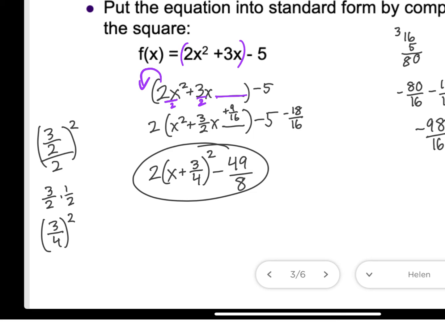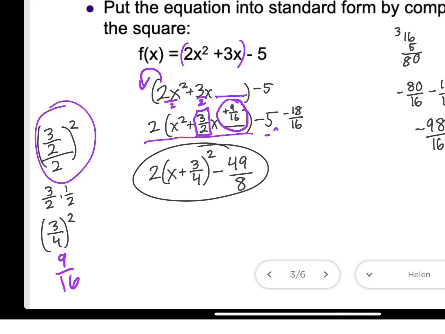Most of you did that pretty well. And I get to here with the space. Then I have to take the 3 halves, divide it by 2 and square it. 3 halves divided by 2 is the same thing as multiplying by half. So I'd get 3/4, and 3/4 squared is 9/16. 9/16 is what you want to add inside the parentheses.